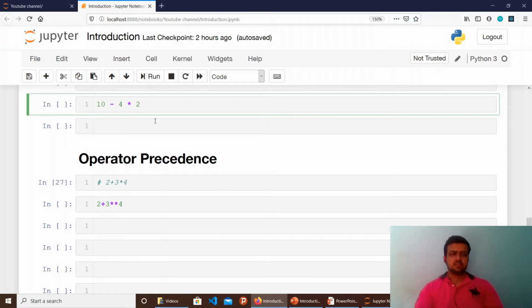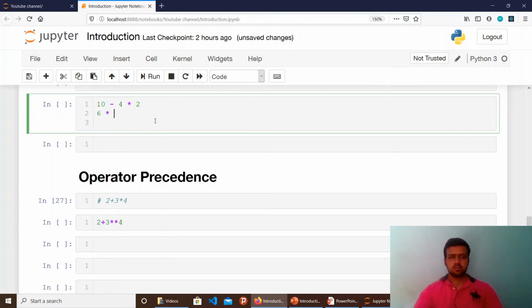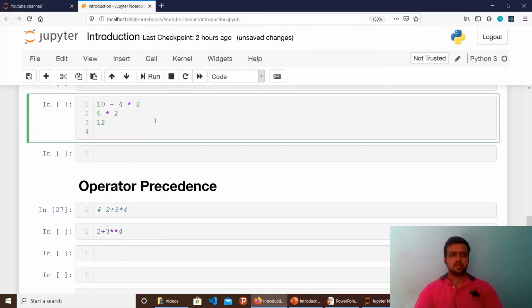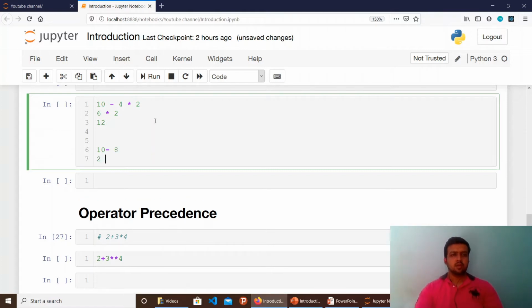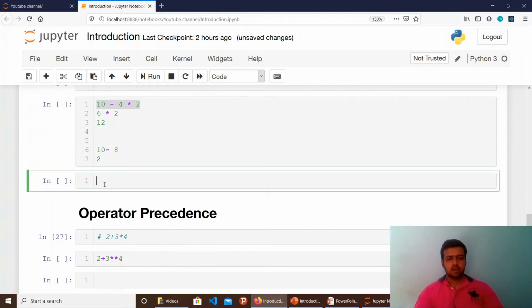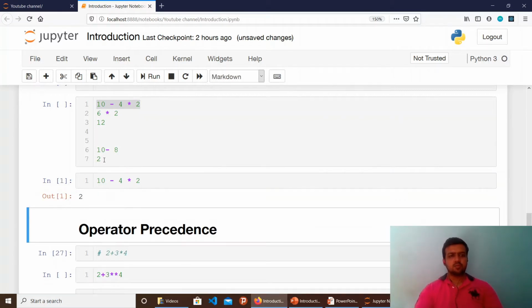At one instance I can see that it can be evaluated as 10 minus 4, that is 6, into 2, that is equal to 12. But on the other hand, I can do the multiplication operation first, and so I get 10 minus 8, which is 2. But if I do this same operation via the Python interpreter, I'll get an answer of 2. So why only 2? Why not 12?